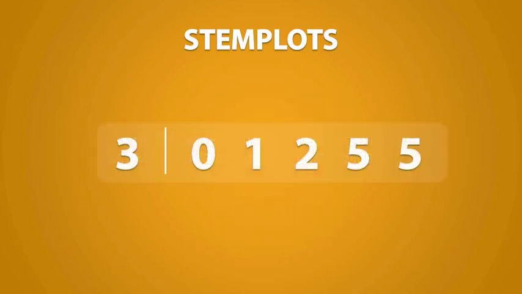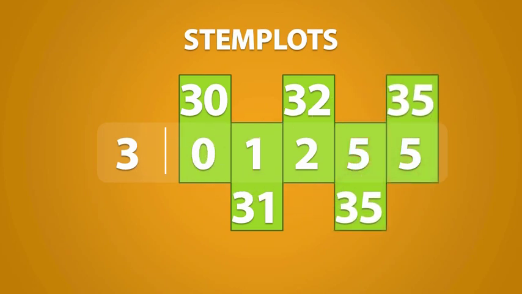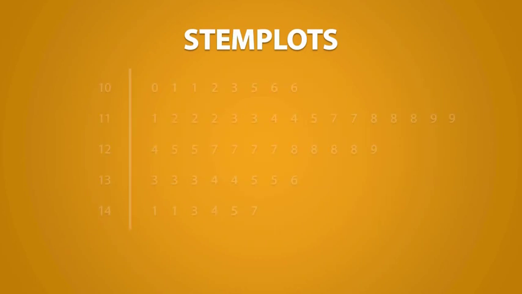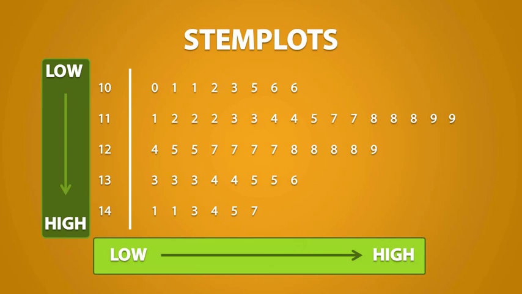Now when we have a string of leaves like this, it just means that I have the data points 30, 31, 32, 35, and 35. Notice how stem plots are constructed. Stems go down from low to high, and leaves extend outward from low to high.